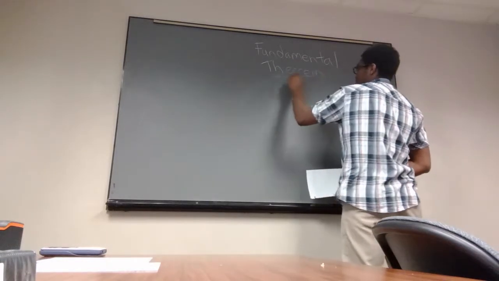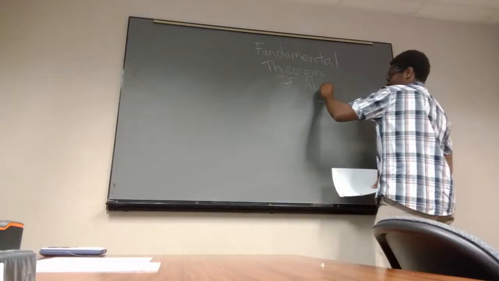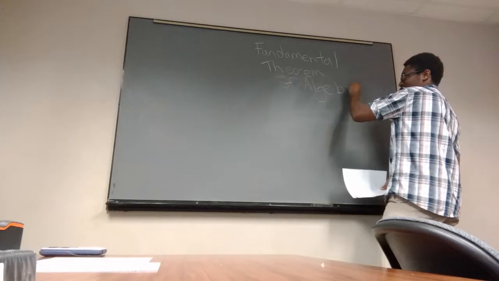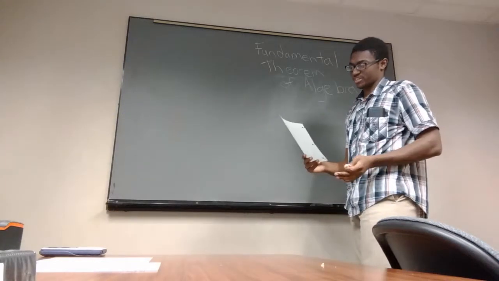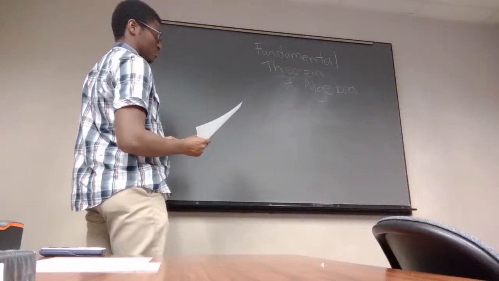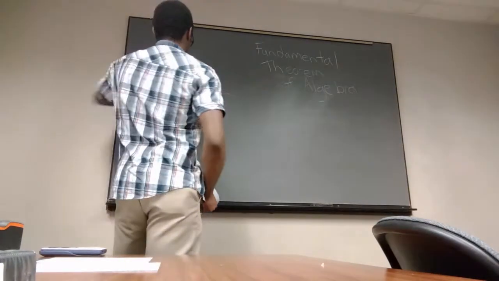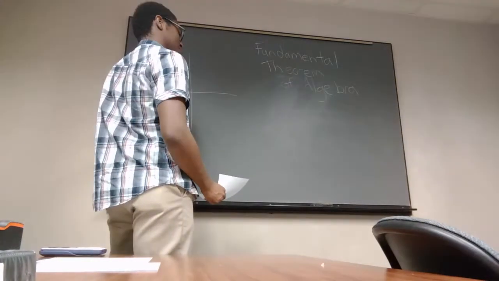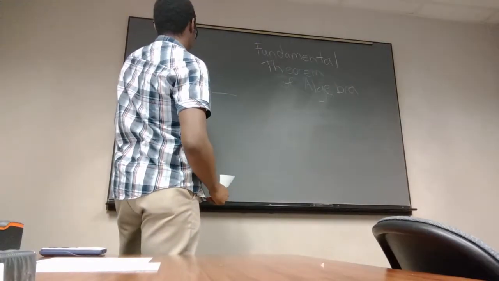So the fundamental theorem of algebra. Now, it says it's fundamental, and that means it's really important, and it is. So basically what the fundamental theorem of algebra says is that every non-constant polynomial has at least one complex root. So that means if you're drawing a polynomial, if it's not just a straight line, then it's going to have a root somewhere.